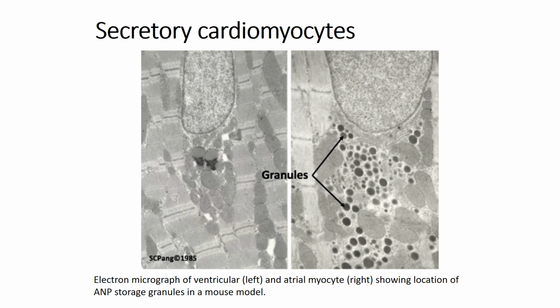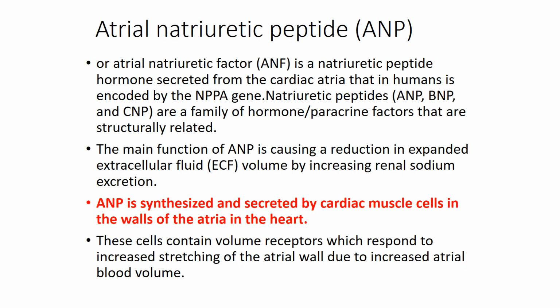Electron micrograph of ventricular (left) and atrial (right) myocyte showing location of ANP storage granules in a mouse model. Captured by Dr. Stephen C. Peng from Queen's University. Atrial natriuretic peptide, ANP, or atrial natriuretic factor, ANF, is a natriuretic peptide hormone secreted from the cardiac atria that in humans is encoded by the NPPA gene.